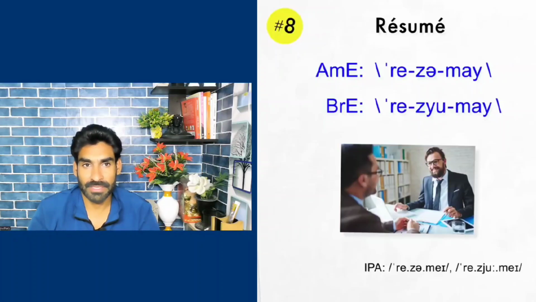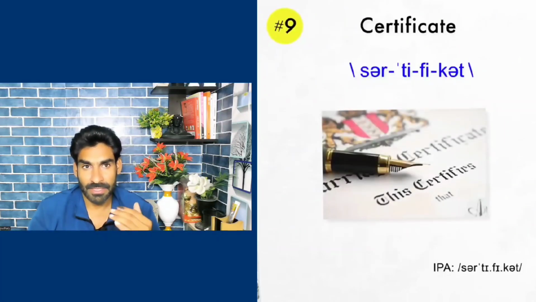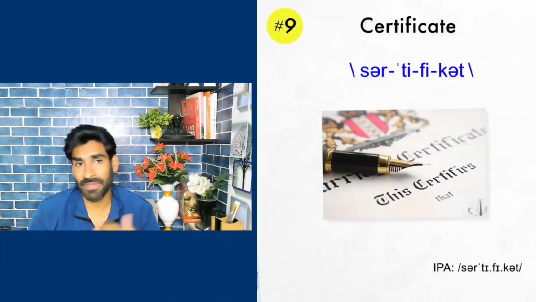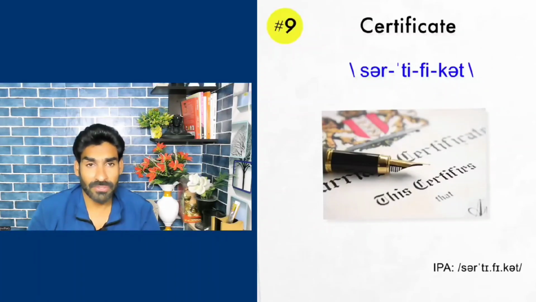The next word we have is certificate, where the stress is on the second syllable. Generally people pronounce it incorrectly. They give stress on the first syllable, but actually it is incorrect. The pronunciation should be certificate. I mean, you have to give stress on the second syllable.